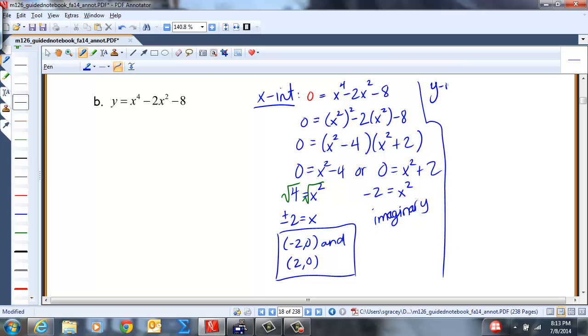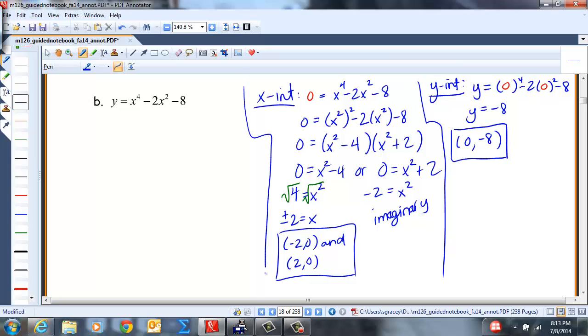Okay, y-intercept. Y equals, we're setting x equal to 0. There we are. And we'll have y equals -8. That was a lot easier, wasn't it? So this intercept will be at 0, -8. And symmetry.